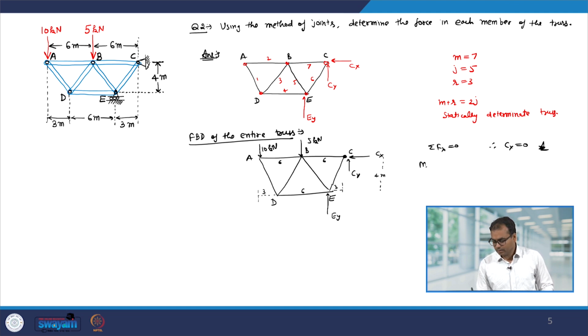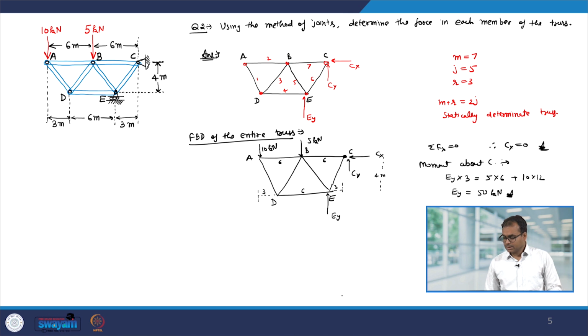Now, let us take the moment about C to find out the value of Ey. If I take the moment about C, then Cx and Cy will go away and I will have Ey into the perpendicular distance, which is 3 meter, equal to 5 into the perpendicular distance, which is 6, plus the 10 kilonewton force multiplied by the perpendicular distance, which is 12 meter, and this gives you Ey equal to 50 kilonewton.